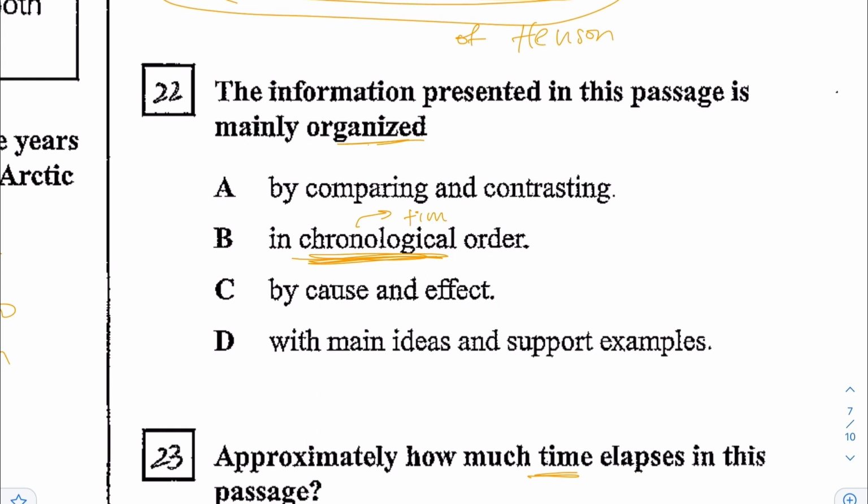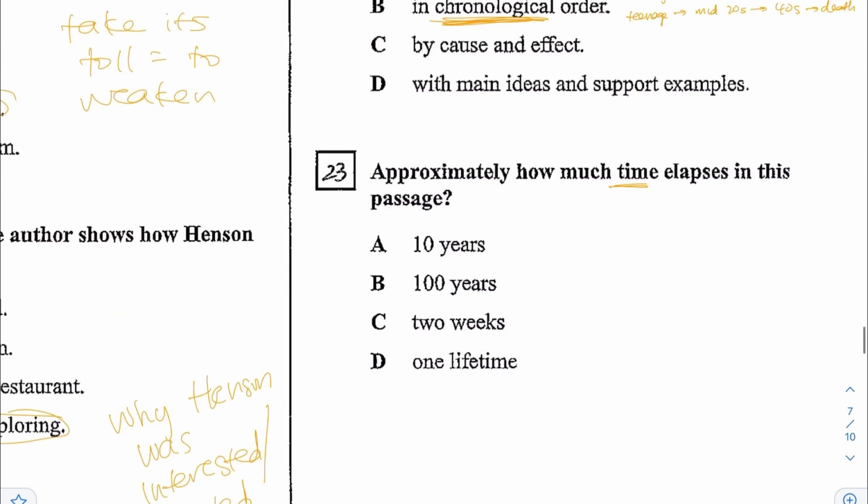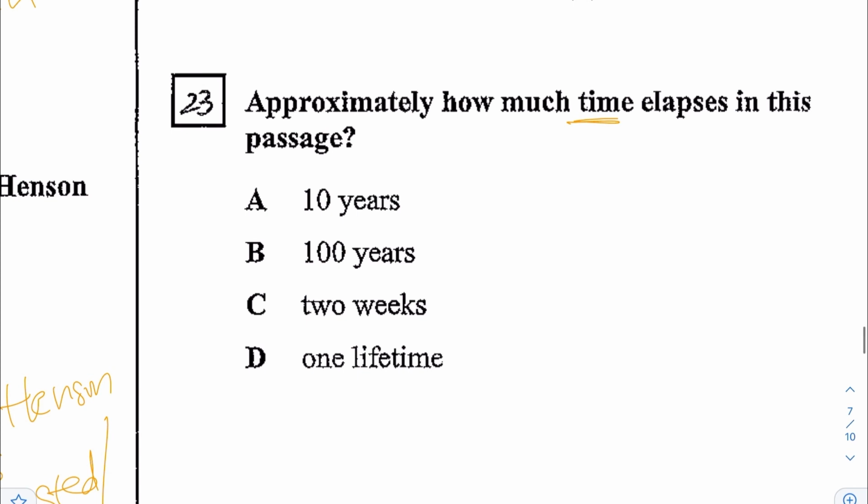Chronological means time order. So the beginning, the middle, the end just goes forward in time. You have his teenage years, and then his mid-20s, and then the 40s, and then death. To talk about his entire life in chronological order. Next, for number 23, approximately how much time elapses in this passage?